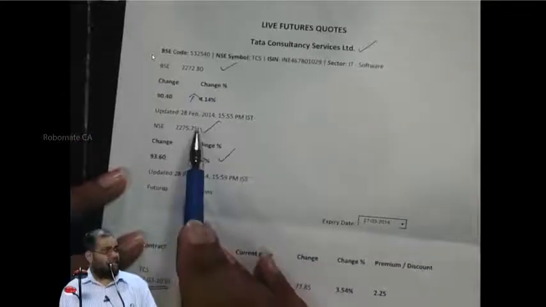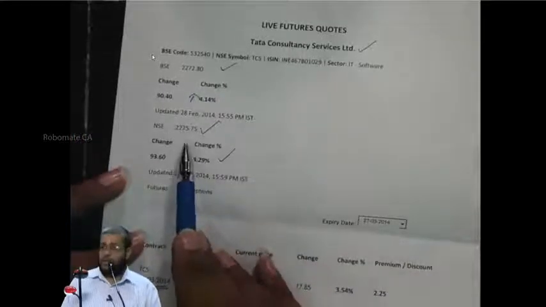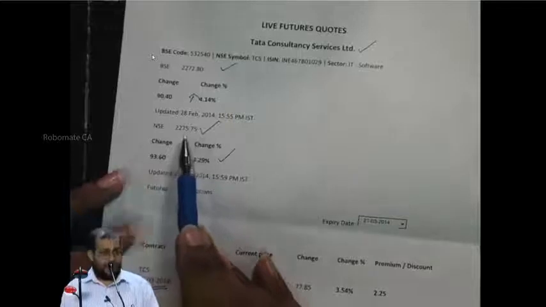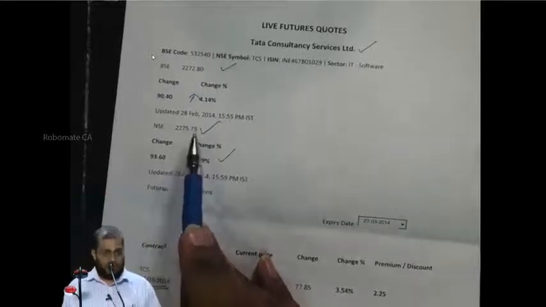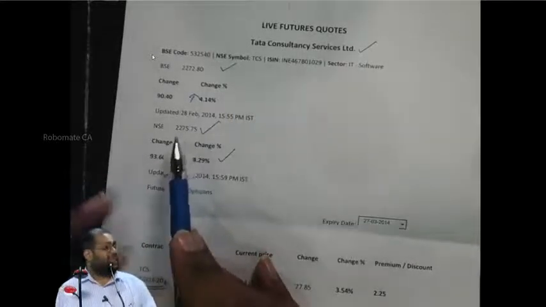2,275.75. What is the meaning of that? If I want to buy the TCS share today, I can buy at how many rupees here? 2,275.75. If I want to sell, at what price can I sell it? 2,275.75 is the price in the cash market.